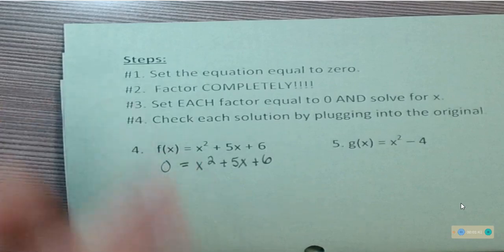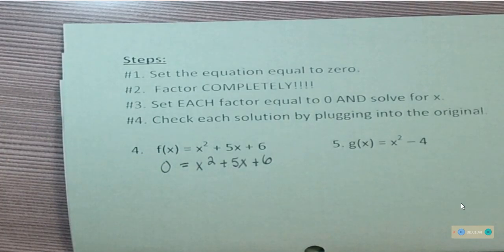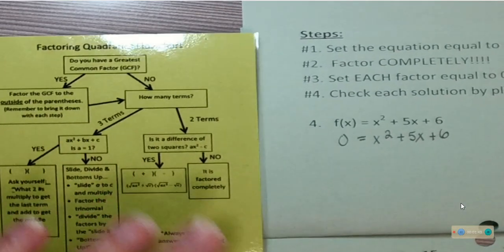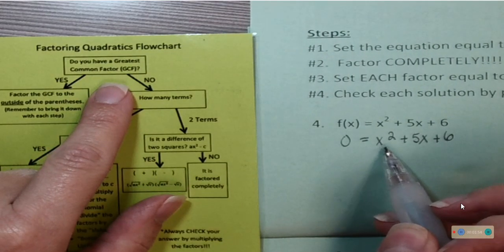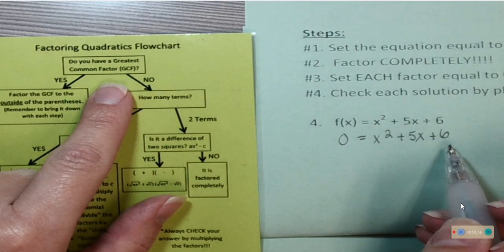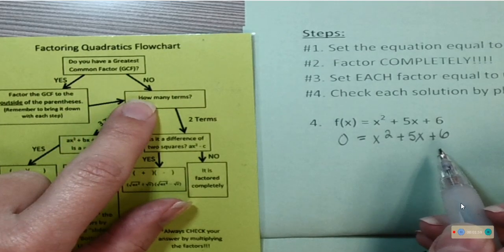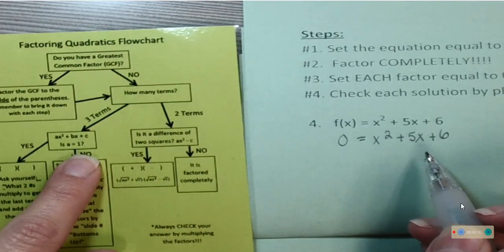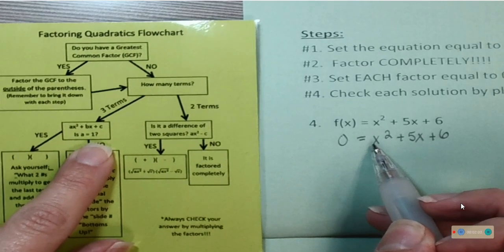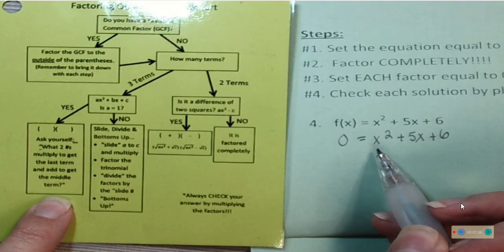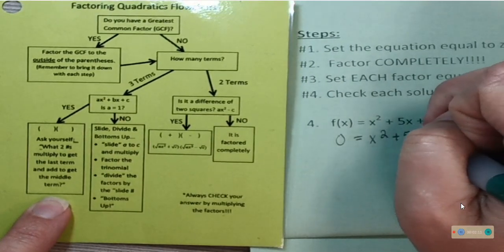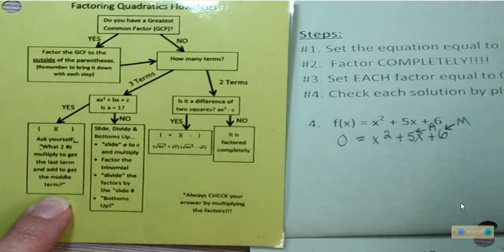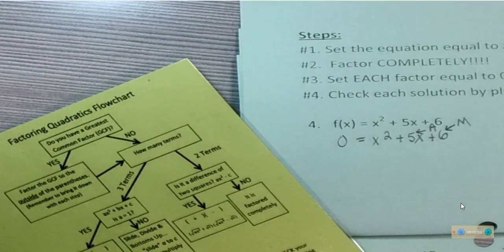Now, the second thing you've got to do is factor that. So, I grabbed my factoring flowchart so I can remember to ask myself these questions. Do you have a greatest common factor between x squared, 5x, and 6? Nope. Okay. How many terms do you have? 3. Okay. Is your a value equal to 1? It is. So you ask yourself, what two numbers do I multiply together to get positive 6 and add to get positive 5? Now, don't tell me, okay?